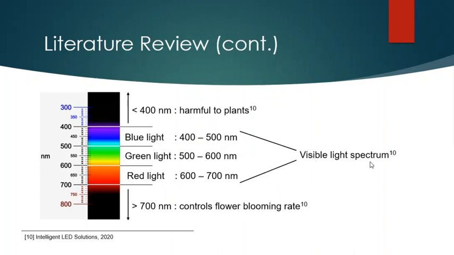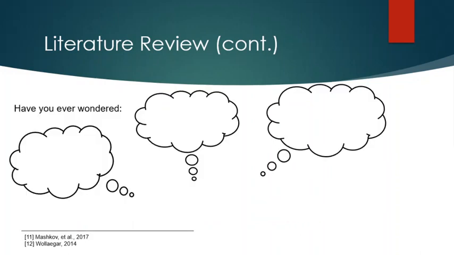Visible light spectrum consists of blue, green, and red lights with wavelength range of 400 to 500 nanometer, 500 to 600 nanometer, and 600 to 700 nanometer respectively. Any light with wavelength less than 400 nanometers is harmful to plants. On the other hand, lights exceeding 700 nanometer are called far red and they are commonly used to control flower blooming rate. Here is a fun fact.